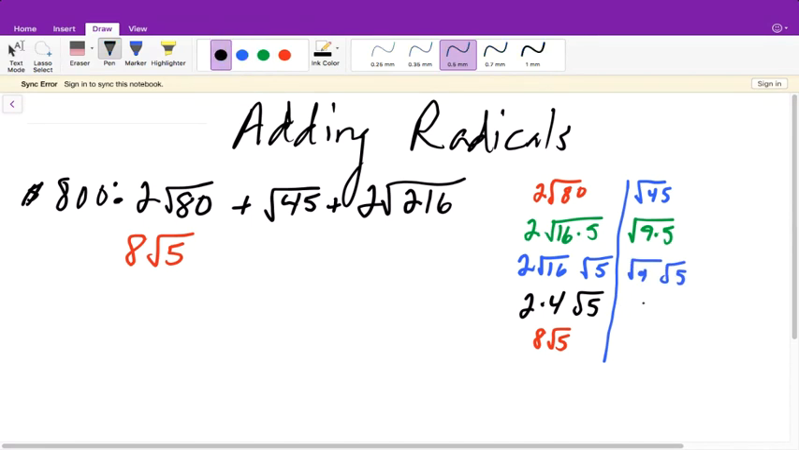And the square root of 9 is equal to 3. So this is just simply 3 times the square root of 5. So once again, these are the exact same value, just written in different ways.